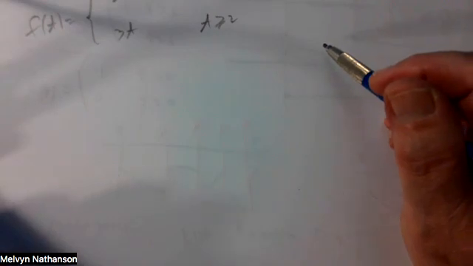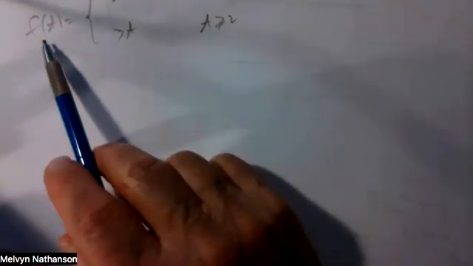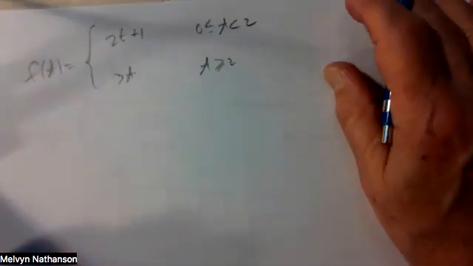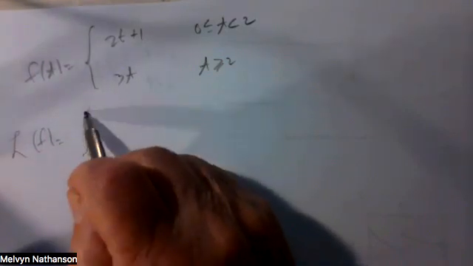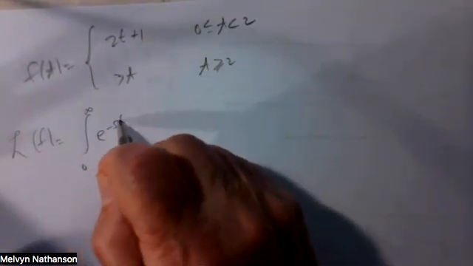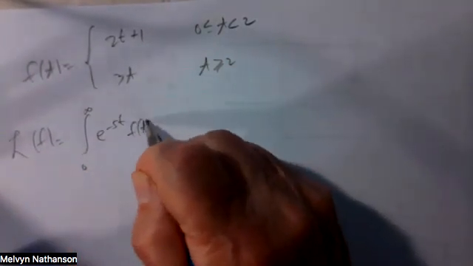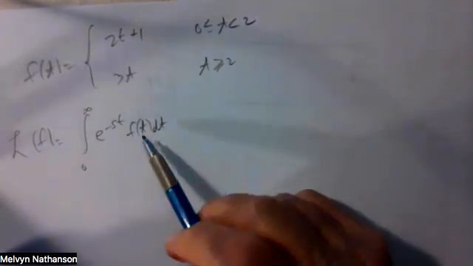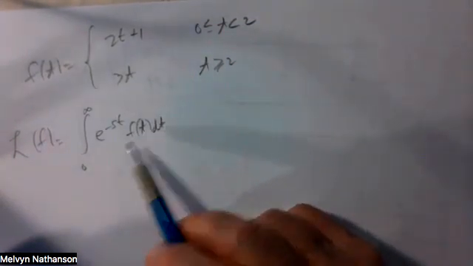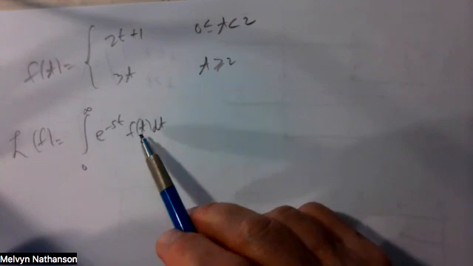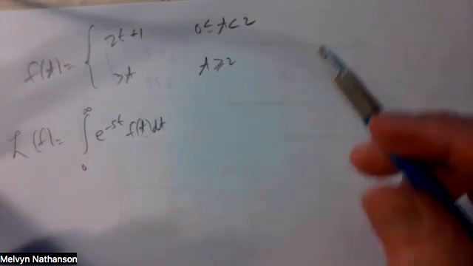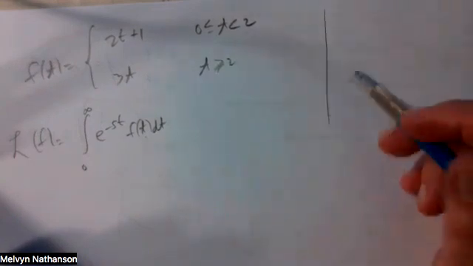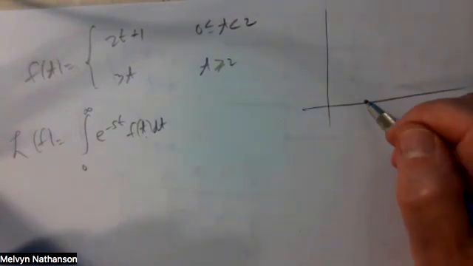Notice when you're taking a Laplace transform, you need functions that are defined from 0 to infinity, right? Because the Laplace transform, L of f, is an integral from 0 to infinity, e to the minus st f of t dt. Doesn't matter what the function looks like for negative values of t. The Laplace transform only looks at the non-negative values. So for this function, what does the graph look like?